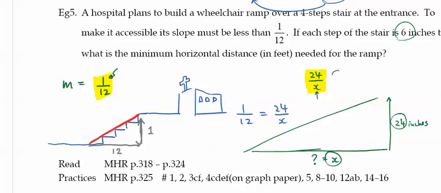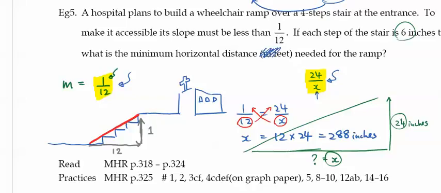I want the slope here to be 1/12. When I set them equal to each other, I would then be able to solve for x. As you multiply the denominator to the other side, you will end up with x equals 12 times 24. Well, that's how we came up with 288.